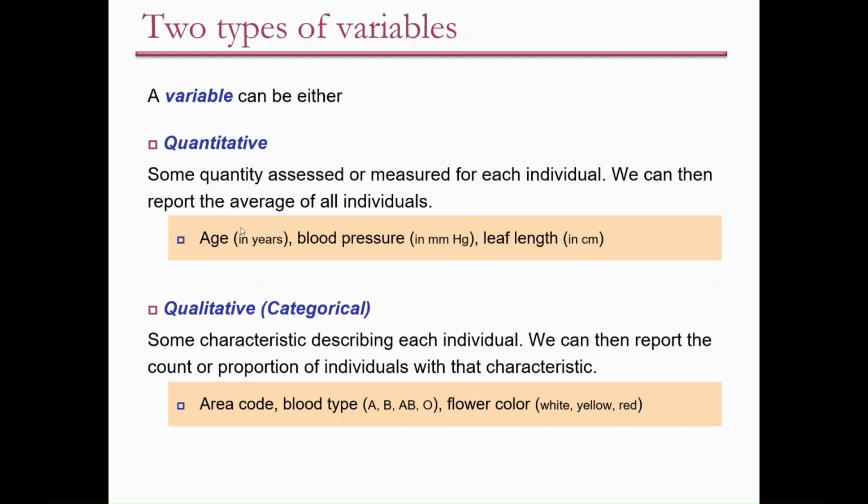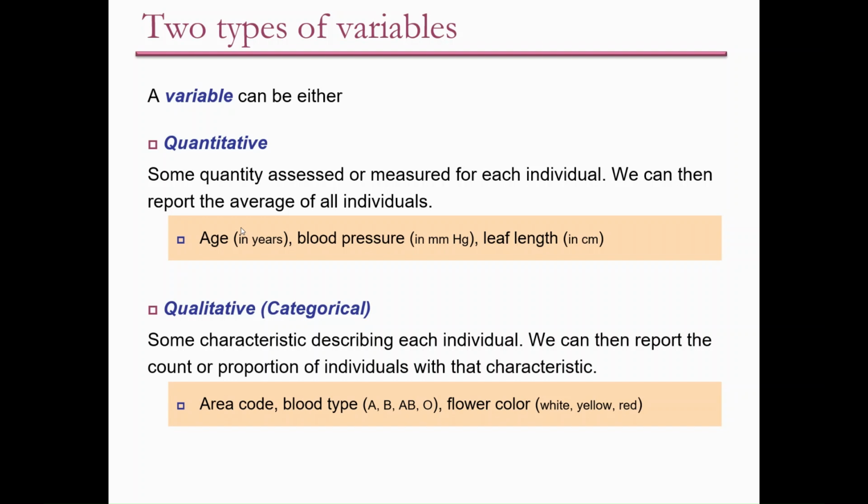And let's see what qualitative is. Some characteristic describing each individual. We can then report the count or proportion of individuals with that characteristic. Notice it does not say that you can take the average here. Let's ignore area code for a second, we'll come back to that one. But you have blood type: A, B, AB, O. These are simply categories. You can't average the blood type. Similarly with flower color, white, yellow, red, etc. You can't average those either.